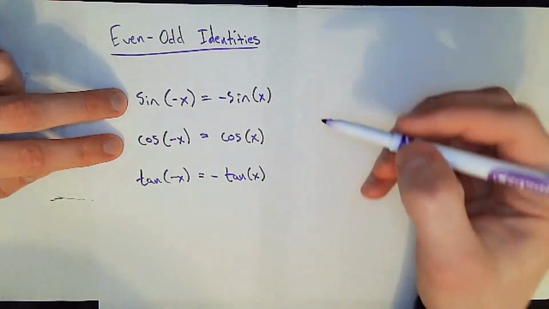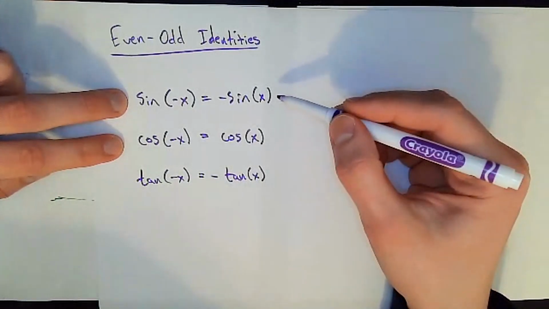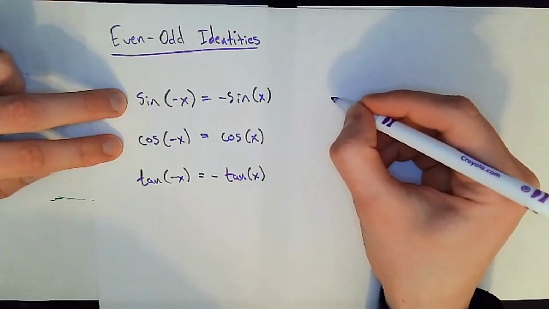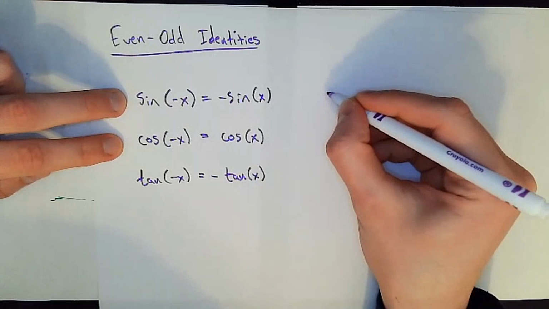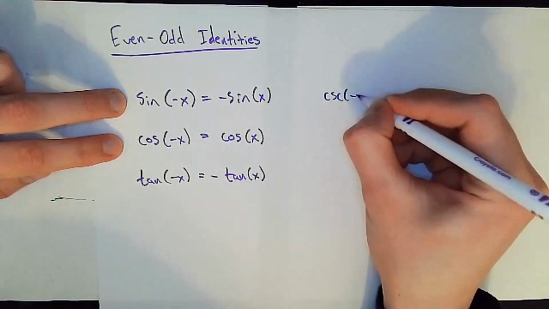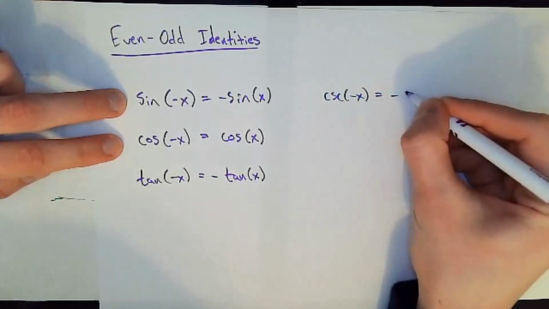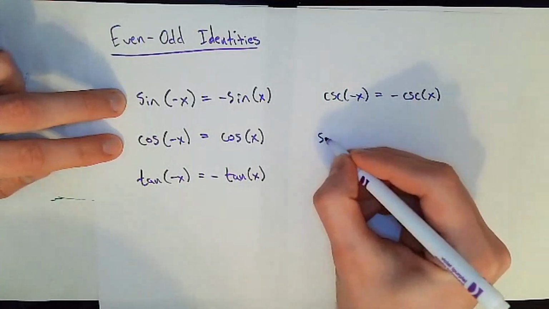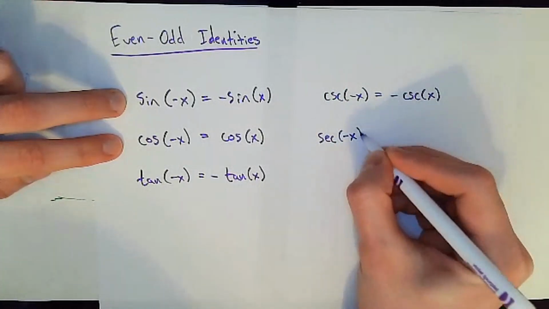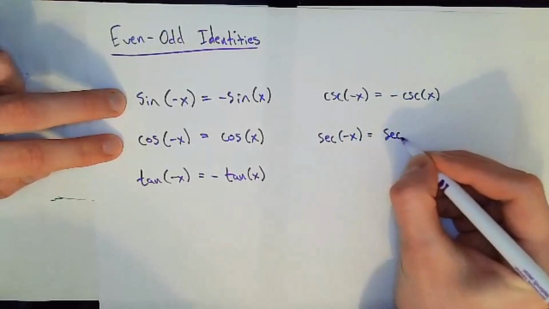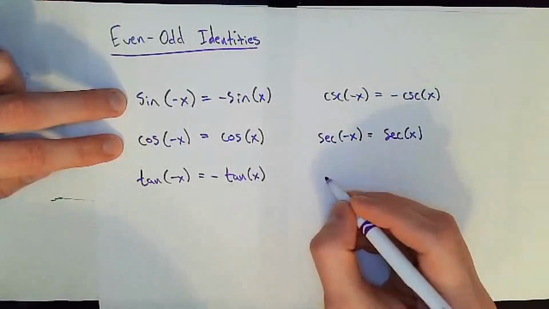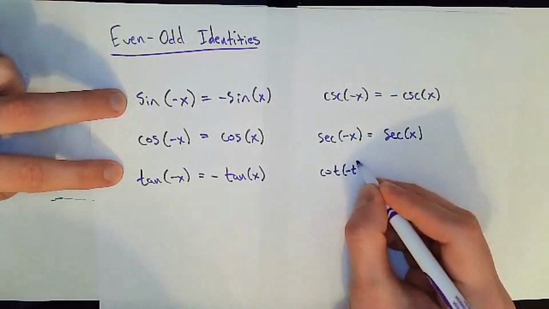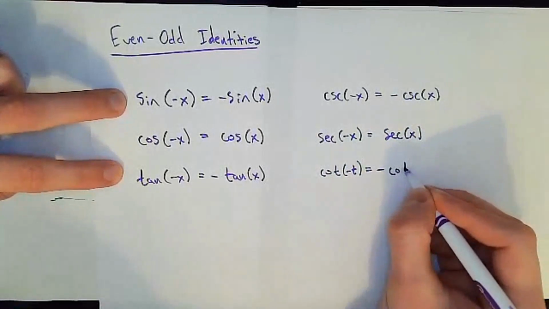They don't list them in the text, but since sine is an odd function, we know that, what's the reciprocal of sine? Well, it's cosecant. So cosecant is going to behave the same way. Cosecant is going to be an odd function. And secant is going to behave the same as cosine. It's going to be an even function. And tangent is an odd function. Cotangent is going to behave the same way. It's going to be odd.